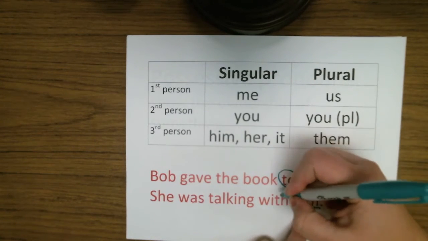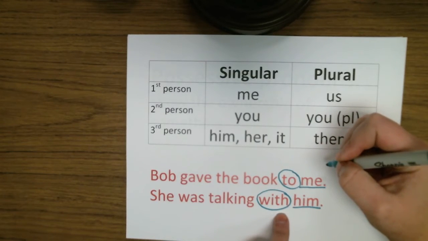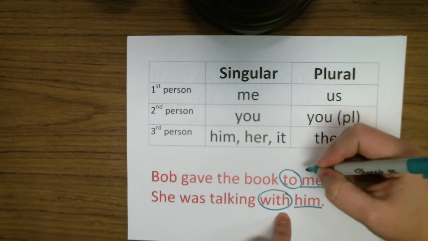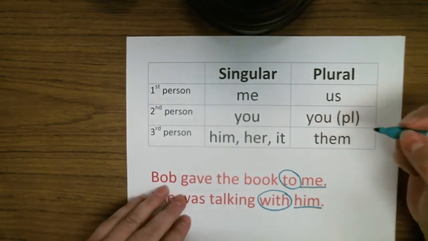These two words in front of my object pronouns in both my sentences are prepositions, and we're going to be taking a look at prepositions later in this unit, but it's just important for us to note that a lot of times object pronouns will have prepositions in front of them.